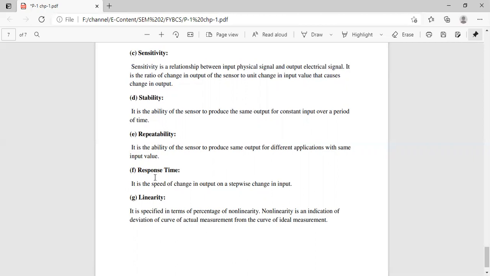Okay. After that, the last parameter is linearity. It is specified in terms of percentage of non-linearity. Non-linearity is an indication of deviations of the curve of actual measurement from the curve of an ideal measurement. So if you have a straight line graph as the ideal measurement, the practical readings taken by you, the graph of that measurement should also be linear. That is the linearity property.